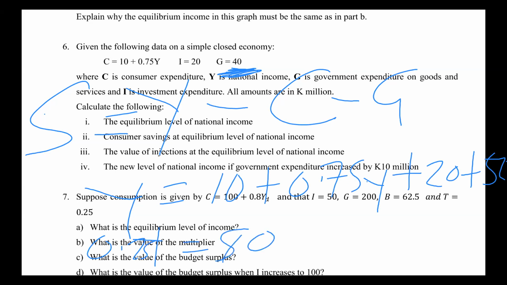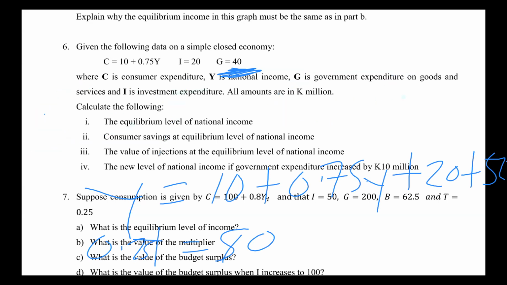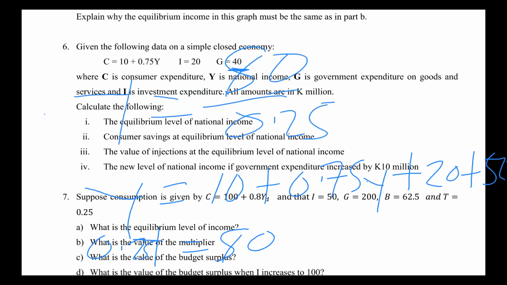So what is our income? That's our income. It's 320. Yeah, 320. So that is about it.